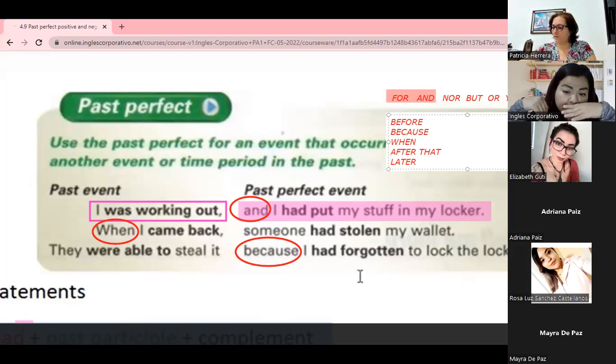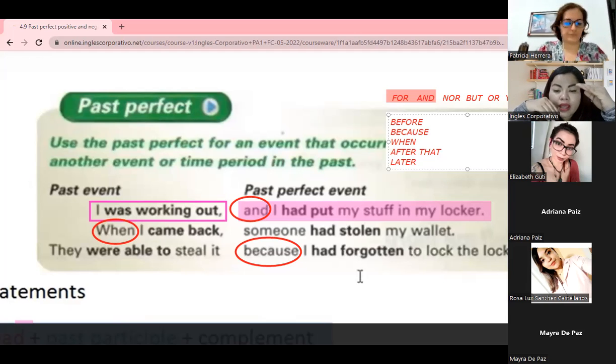But you can use when with simple past and past progressive, you can use when with simple past and past perfect, right? And then it's not the same, right? Simple past, past perfect, right? Simple past, past progressive, and then simple past, simple past.